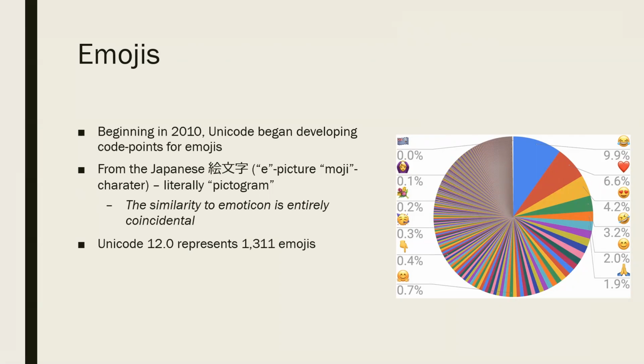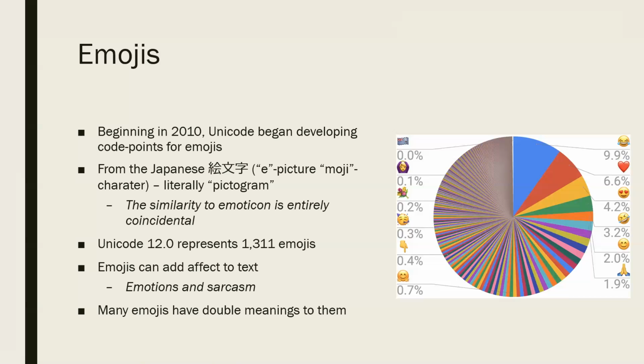So Unicode version 12 actually represents 1,311 emojis. So quite a wide array of emojis here. And emojis, we've been finding, especially in the digital medium, are very critical for adding affect to text. The way that we express our emotions in speech is kind of lost when we use a text medium. So emojis have become a really important way of expressing yourself, especially on the internet, for example.